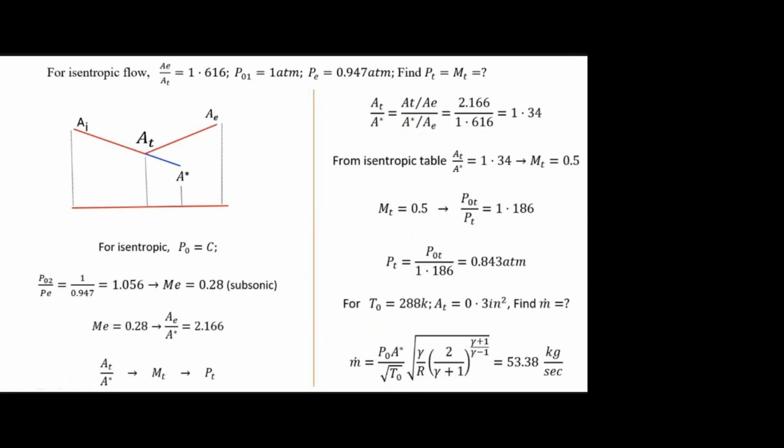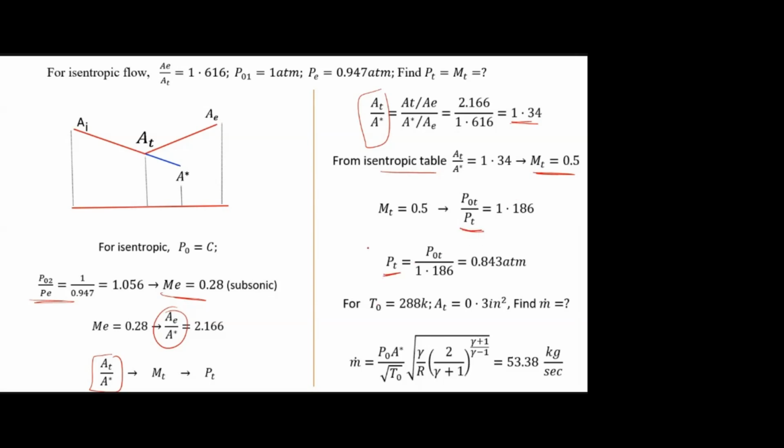So first they found ME using this pressure ratio. Then AE by A star. Then we need AT by A star. Using that ratio, going to the isentropic table, they are finding MT. Then P naught by PT. P naught is known, you can find PT.